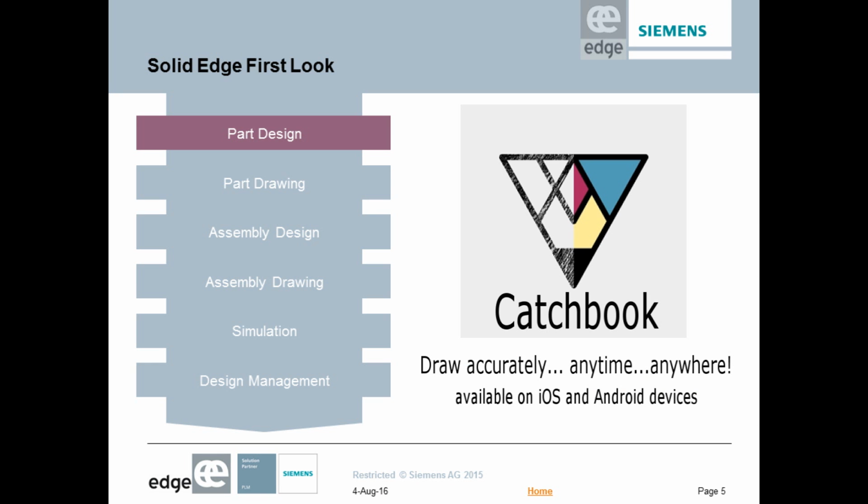extrusions. To do that, I'm going to show you another tool, which is actually an app that you can use on an iPad or a phone. The reason I want to show you this is because very often CAD systems are limited to just the desktop computer. When you go out on site or out to where the products are actually being made, you have no way of capturing your design intent and the key dimensions. So Solid Edge, or Siemens, have come up with a tool called Catchbook.